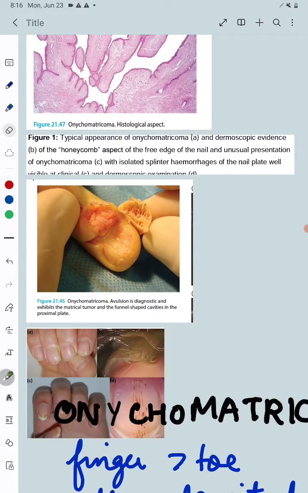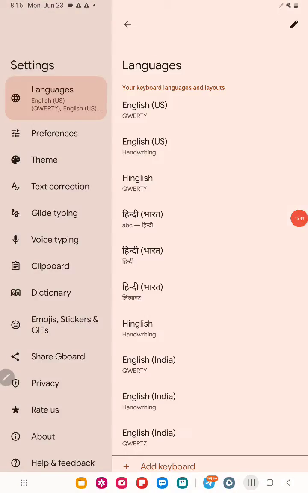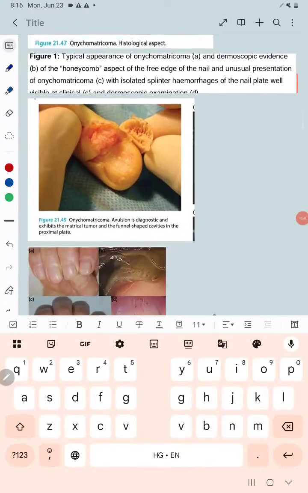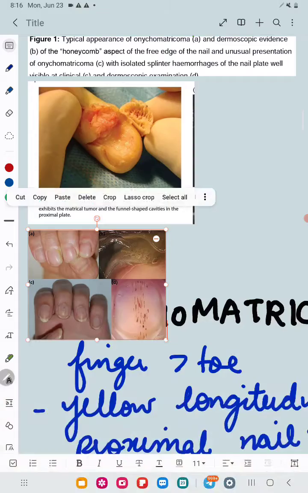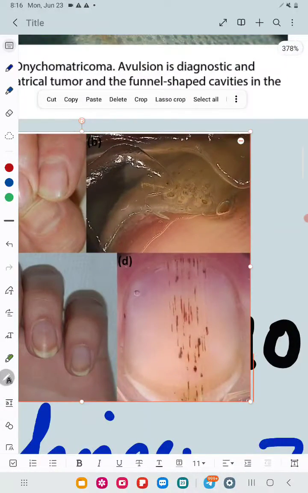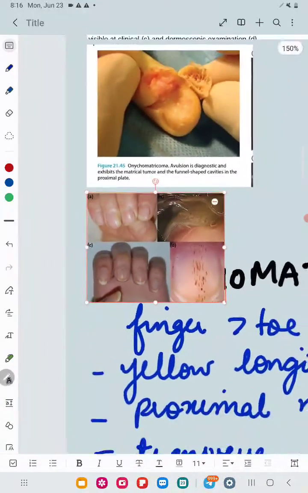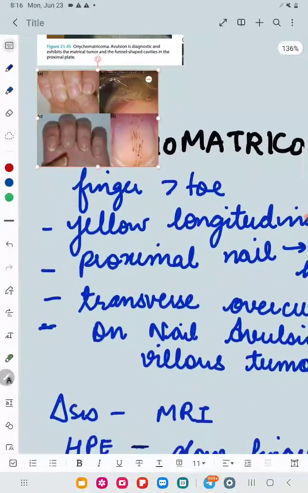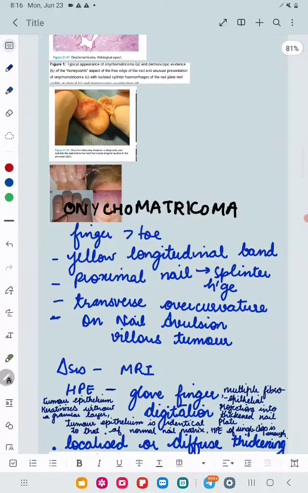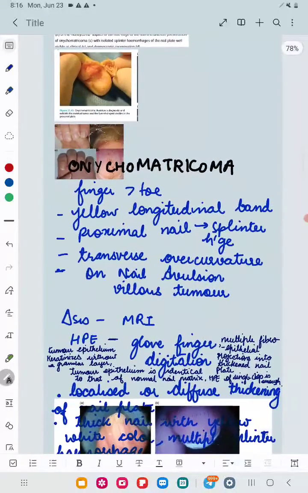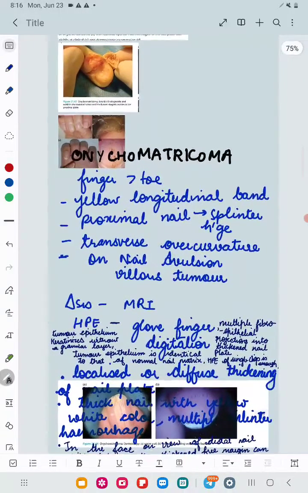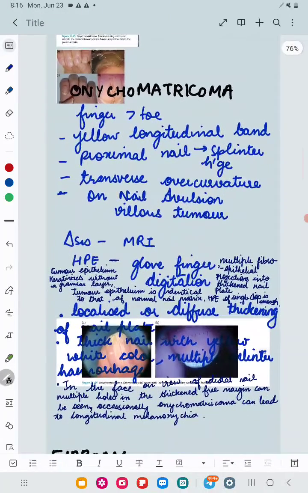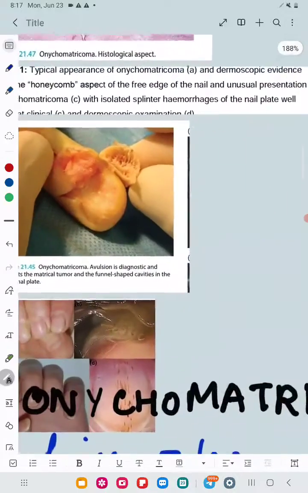And you can also see isolated splinter hemorrhages. So I think the splinter hemorrhages are also very nicely visible, so you can see splinter hemorrhages as well. Onychomatricoma presents like this. Now onychomatricoma is present on the fingernails more than the toenails. It is present as yellowish longitudinal bands, splinter hemorrhages, transverse over curvature, and on nail avulsion you would be able to see a villous tumor like this.